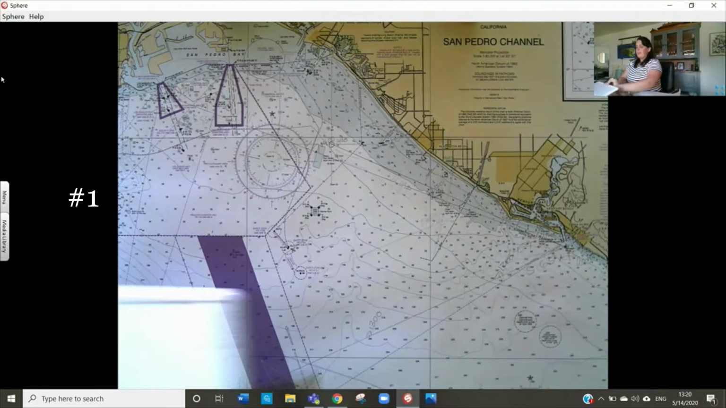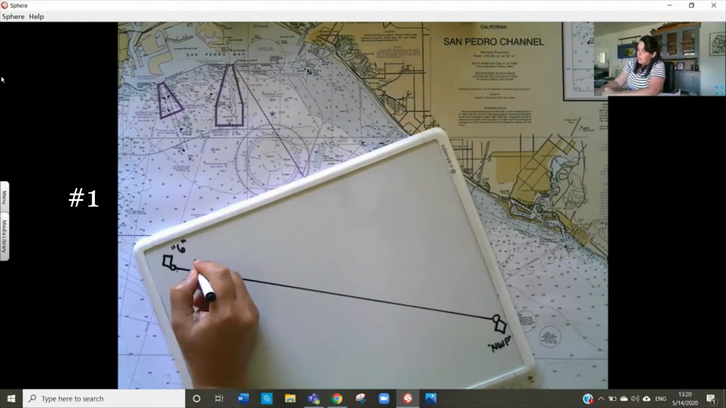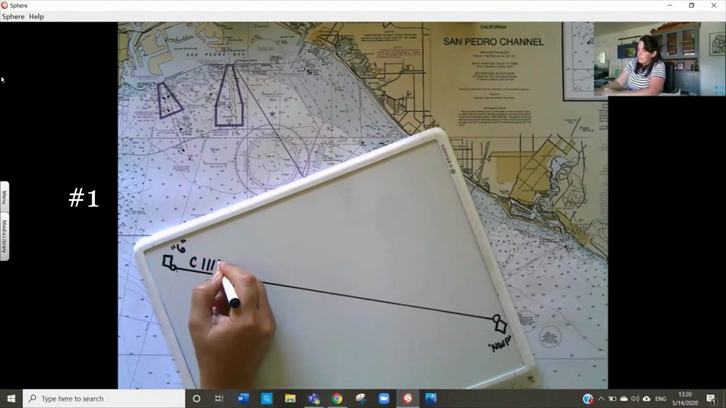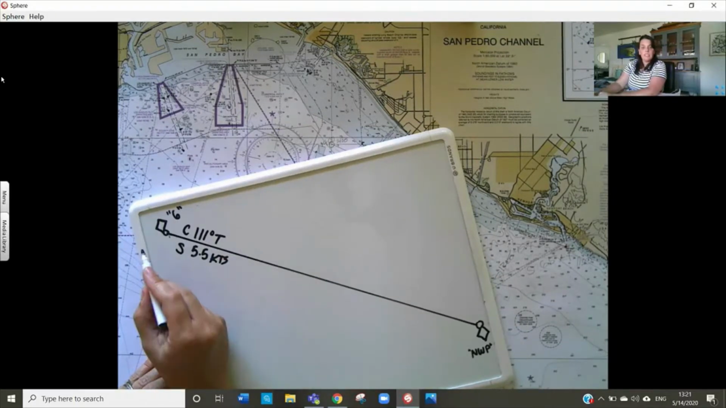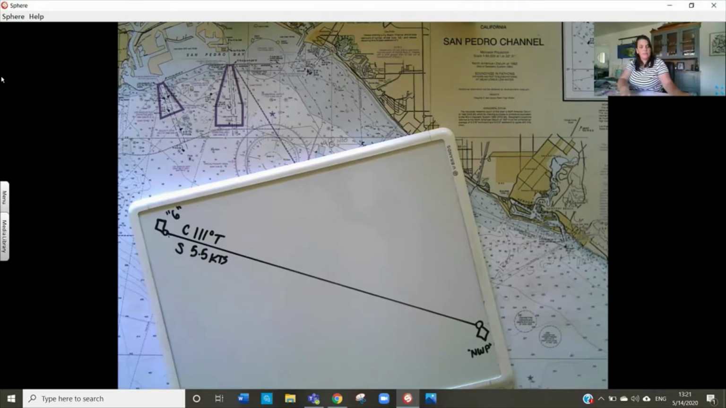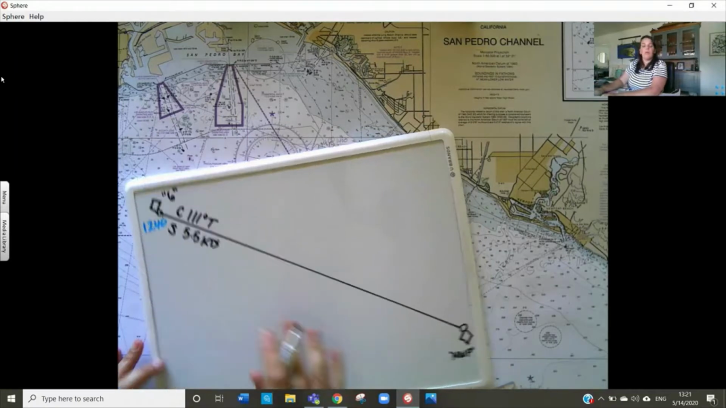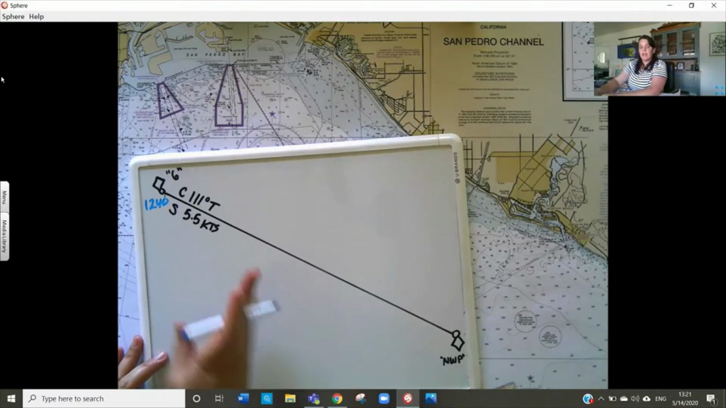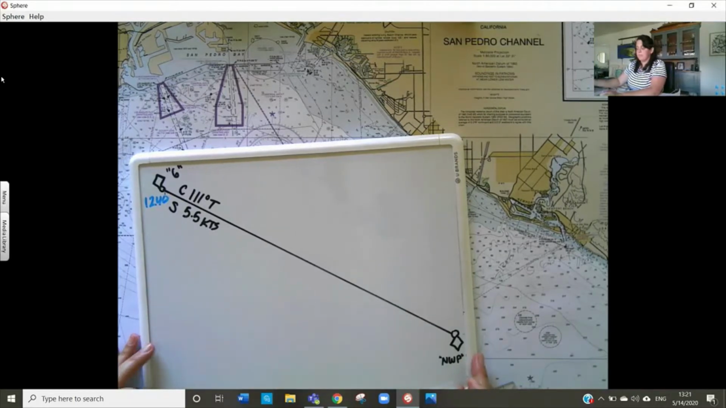Now we can draw that. I just simplified it on the whiteboard so we can see it a little clearer. For our course of 111 degrees true at a speed of 5.5 knots, we are leaving this buoy at 12:40. So we want to put a DR at the top of the hour at 1300 and every hour so forth until we get to our NWP buoy. So let's practice our DRs.